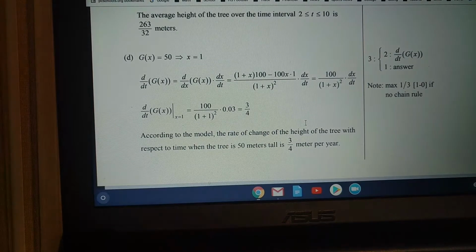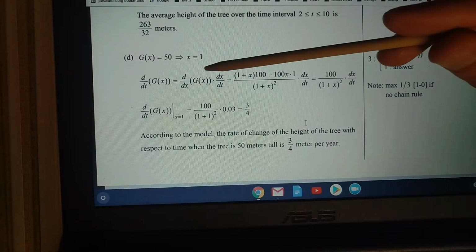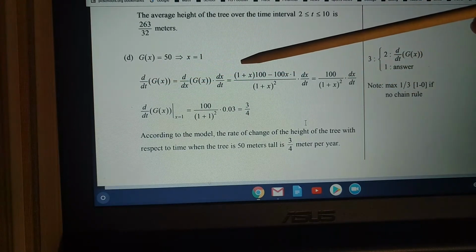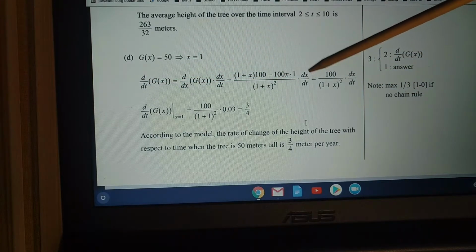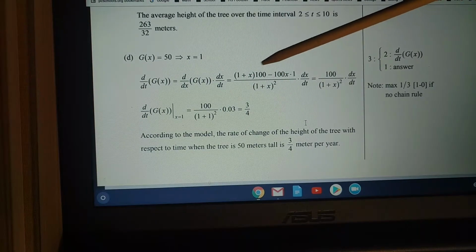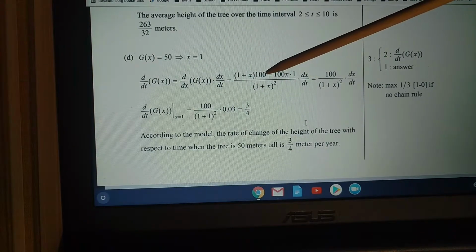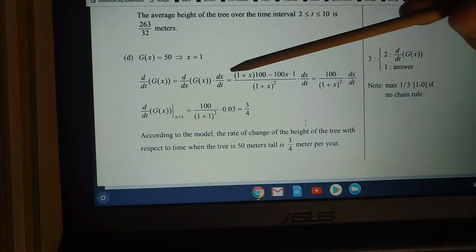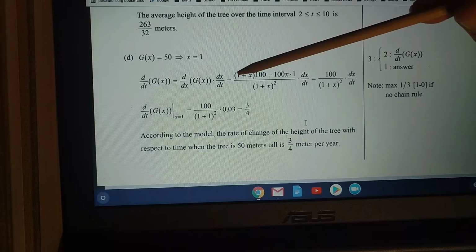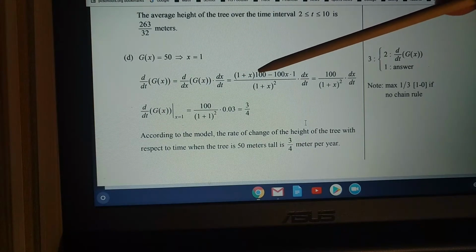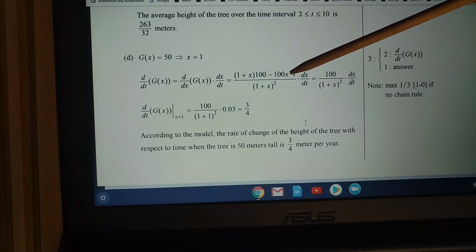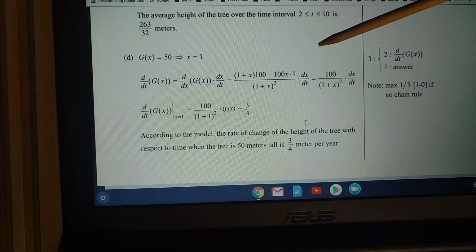So the first thing, there are 2 points for doing a correct implicit derivative here. You must derive with respect to t, this g of x function, which leads to us getting this value right here. Now you can leave the dx dt as a factor of each one of these if you want to, that's fine. So in other words, when you write it out, you could have 100 times 1 plus x dx dt minus 1 times 100x dx dt. That would be fine. List those dx dt's there.